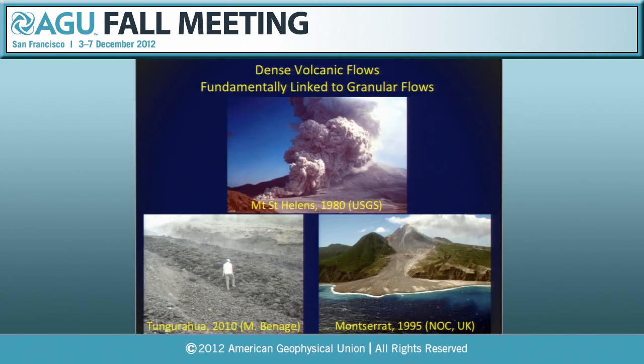And to motivate this talk a little bit, I just want to show a couple images of where we would expect some of these processes to occur, and just state the fact that dense volcanic flows are fundamentally linked to granular flows. For instance, we see a pyroclastic density current here at Mount St. Helens, we see a flow deposit from Tungurahua, and also a deposit from a flank collapse at Montserrat. And I'd like to point out that when you look at an image of a pyroclastic density current such as this, what you see is a high-volume dilute portion of the flow, when actually at the base of this is where most of the mass and the energy resides.